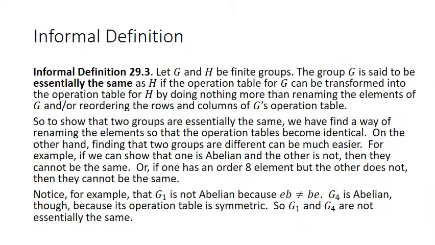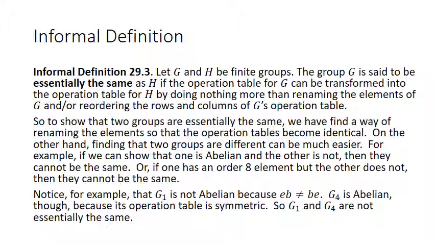Okay. All right, so this brings us to the informal definition of what it means for 2 groups to be essentially the same. So informal definition 29.3, let G and H be finite groups. The group G is said to be essentially the same as H if the operation table for G can be transformed into the operation table for H by doing nothing more than renaming the elements of G and/or reordering the rows and columns of G's operation table. Okay. So this is our informal definition, and we'll dispense with it once we get to a formal definition.